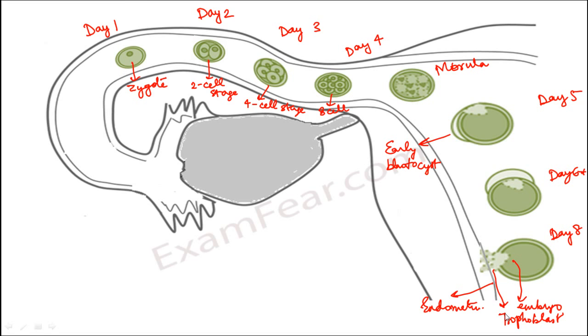So basically, from the day fertilization happens to the day it is implanted, it takes around 8 days, almost a week, for the implantation of the blastocyst.